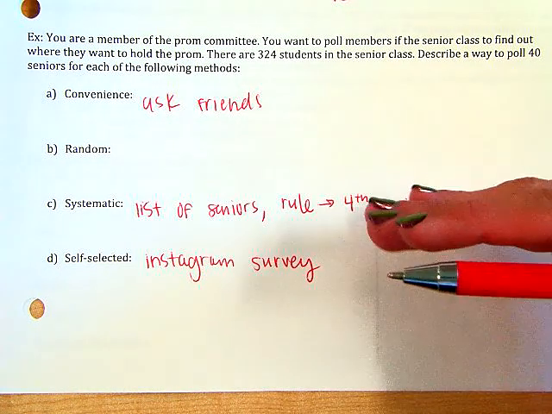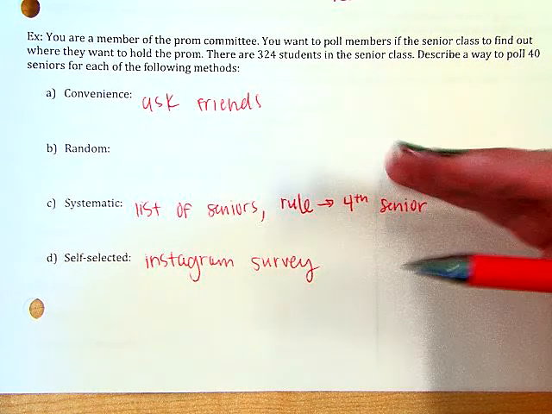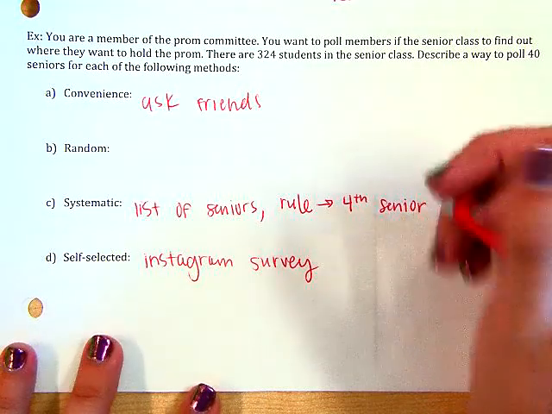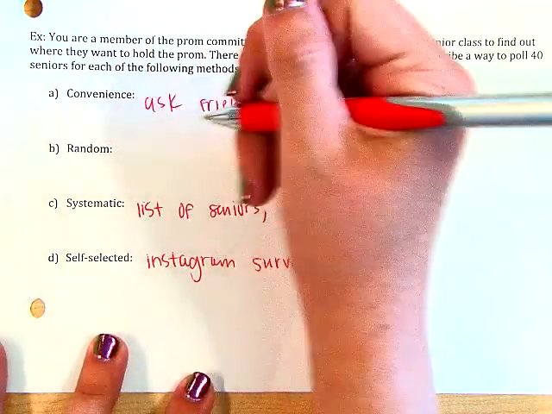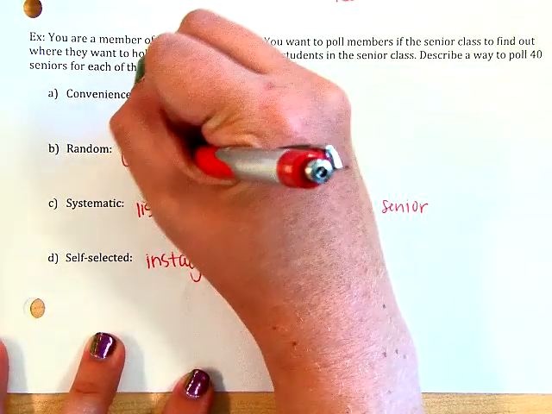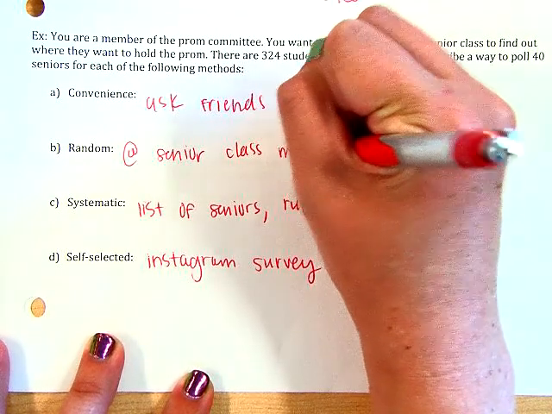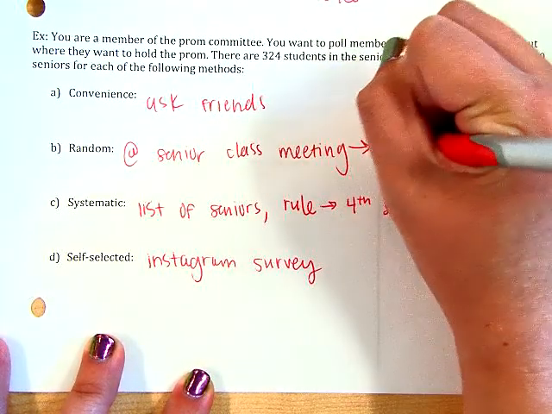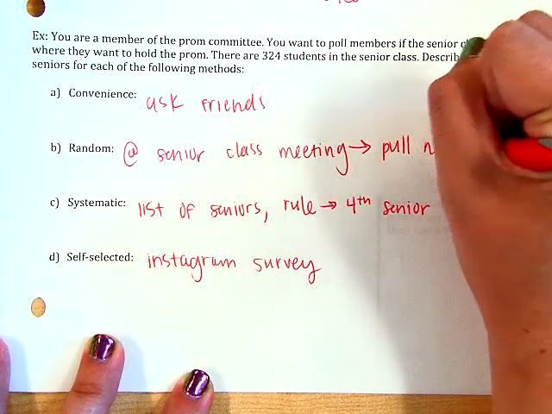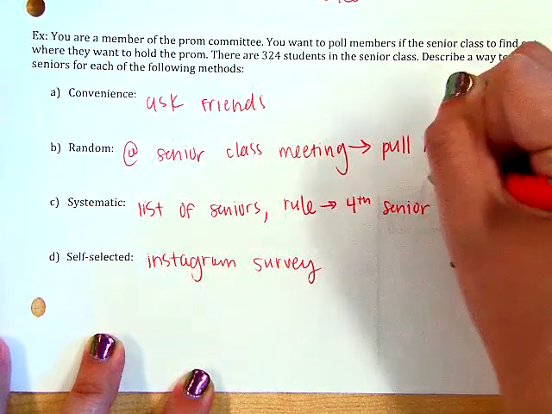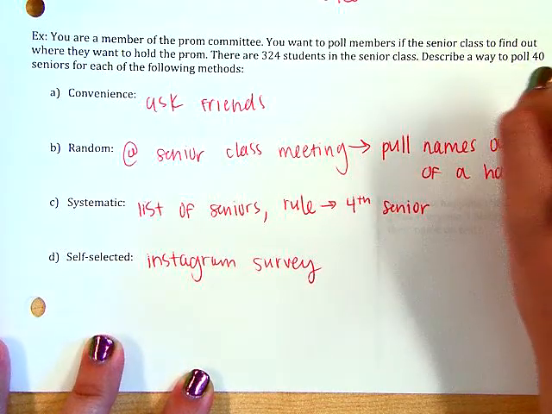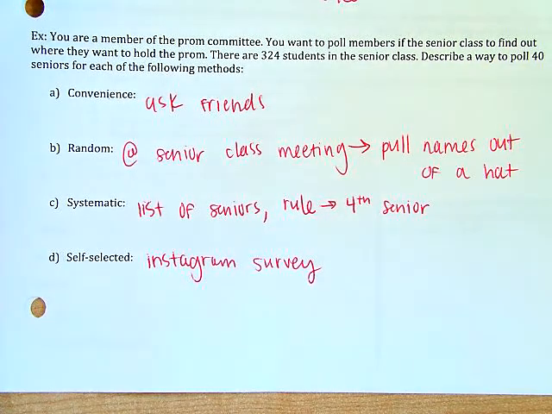Random is the best way to do stuff. So random would be like at a senior class meeting, so everyone is there. You pull names out of a hat. Everyone is there. Everyone has an equally likely chance of being chosen.